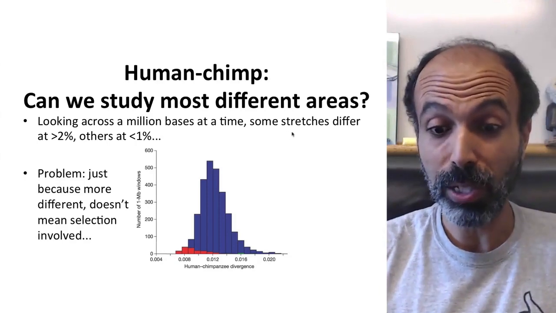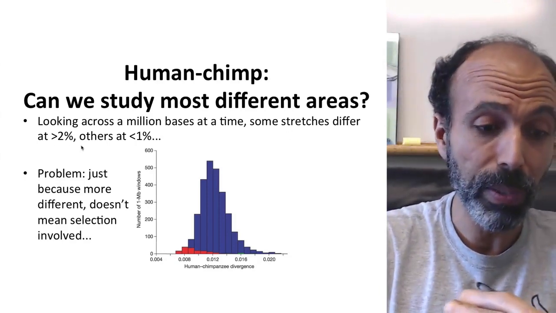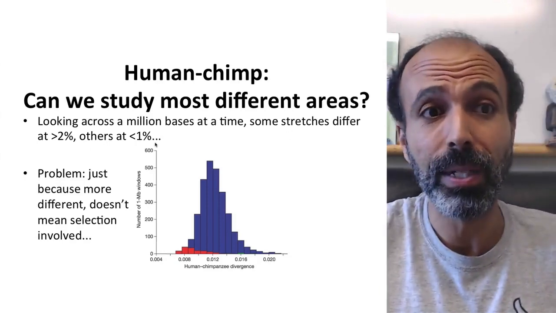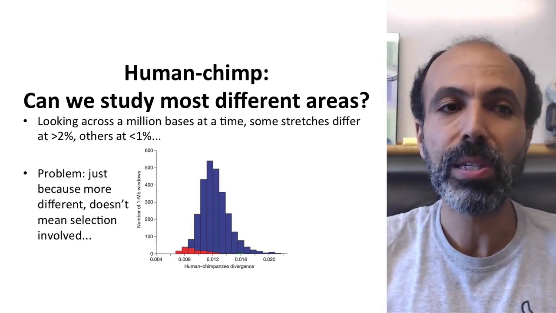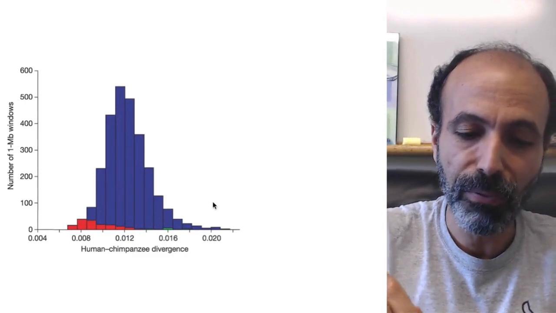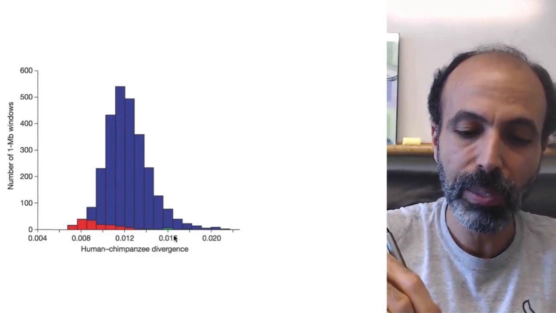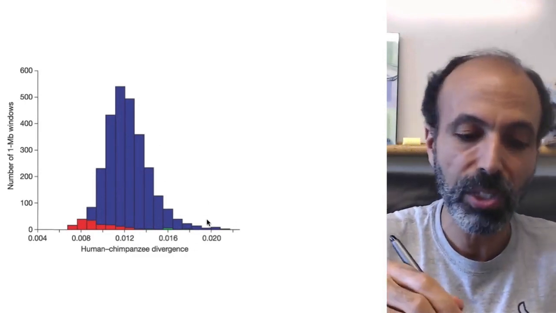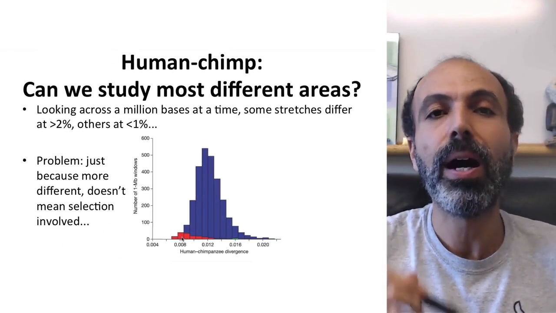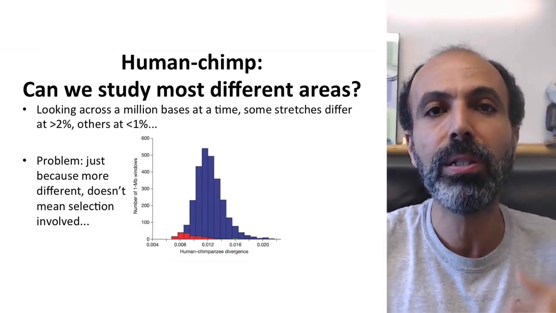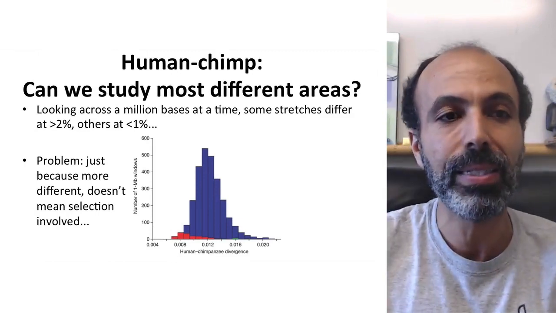There are some stretches between humans and chimps that differ by more than 2% and others that differ by less than 1%. The problem is just because there's more of a difference doesn't mean selection's involved. And you can see there's a full distribution here. So some of these might have very large differences purely by chance. Some may have very small differences purely by chance. Not all base differences are important, and we can't just count them all exactly the same.